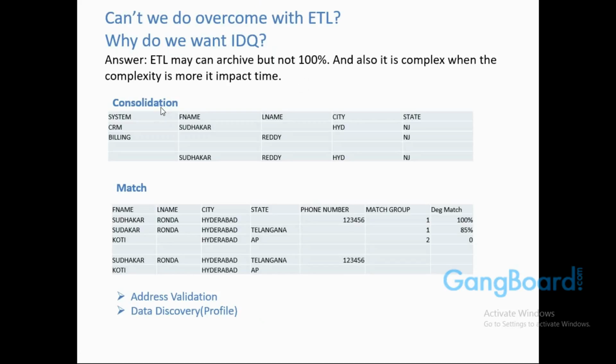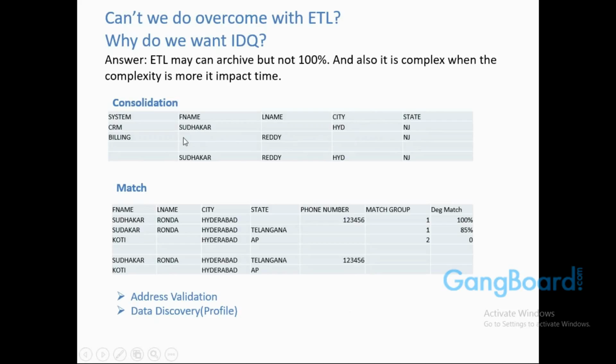This is a consolidation. Consolidation is one of the key concepts in this IDQ. Let's take an example. There are two different systems in an organization: CRM and billing. In the CRM record, it is filled with a few attributes. First name is Sudhakar and last name is missing, and city and state are present. If it comes to billing, first name is missing, last name is present, and city is present.